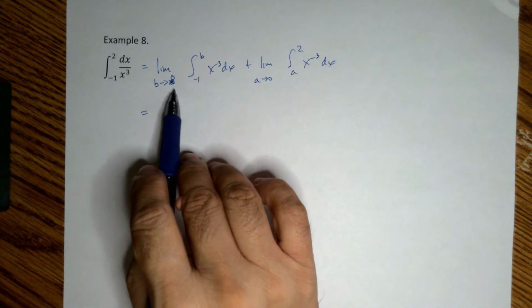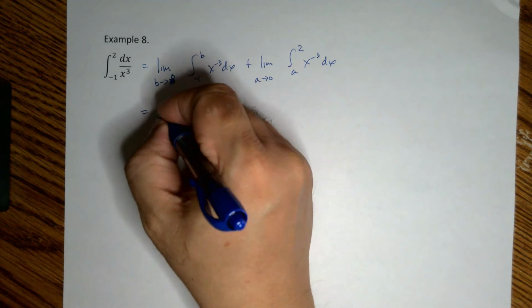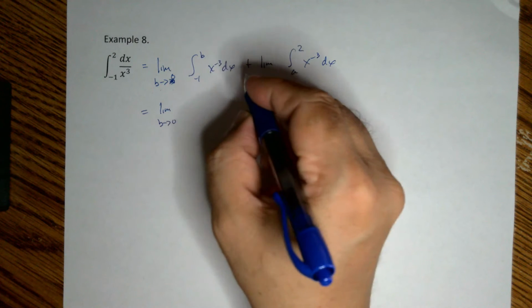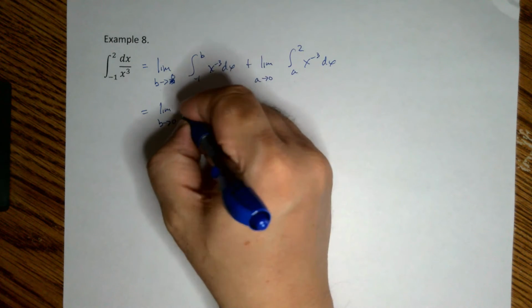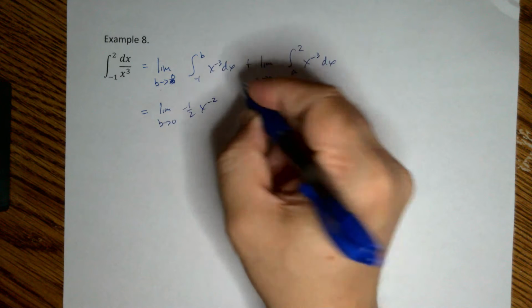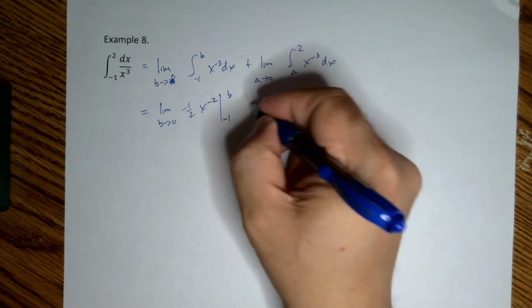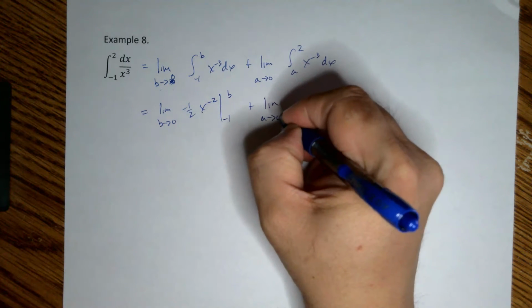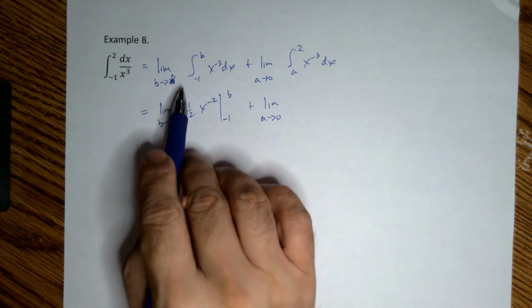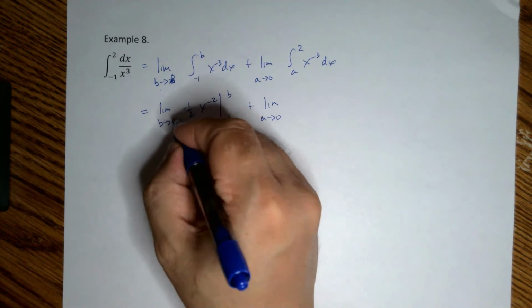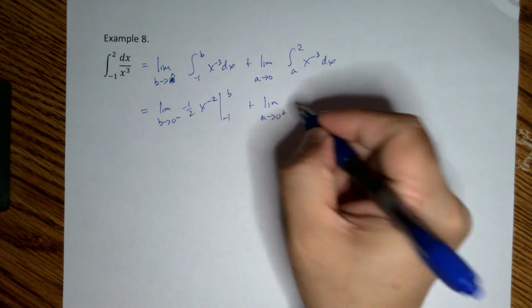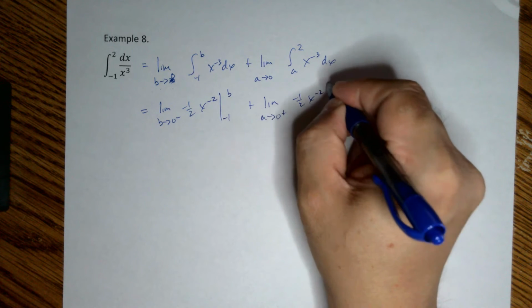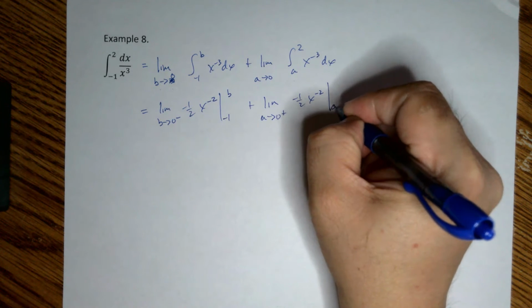Let's continue. Let's integrate first. If we integrate that, you add 1 to the exponent, divide by the exponent, so it's -1/2 x to the -2. Take it from -1 to b. And this is limit as a goes to 0. So 0, this is coming from the left side, and this is coming from the right side. Again, this is -1/2 x to the -2. Take it from a to 2.